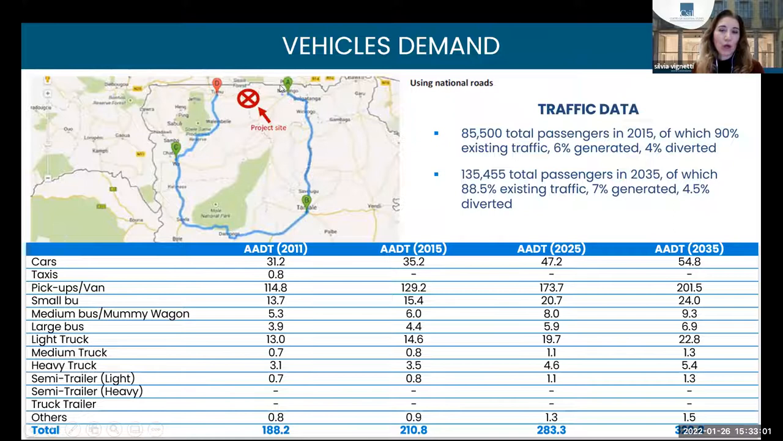So who was using this road? The people living in the villages around the road were predominantly smallholders. We are talking about one of the poorest and less populated regions in Ghana. Most of the economic activity was agriculture. And the farmers were using the road to reach the market centers when they had to sell the products.